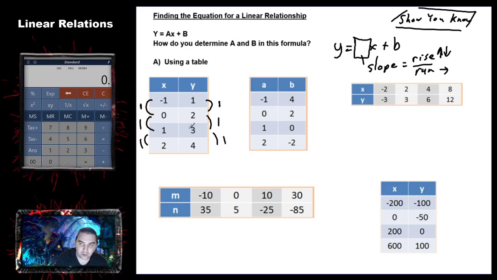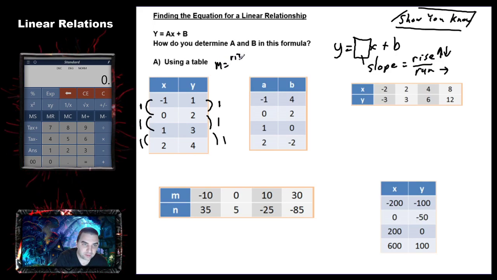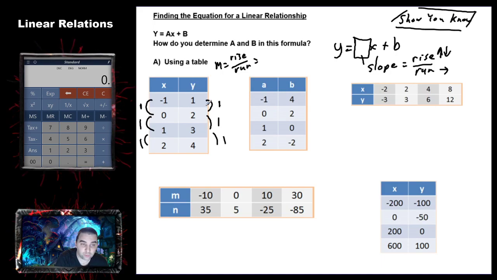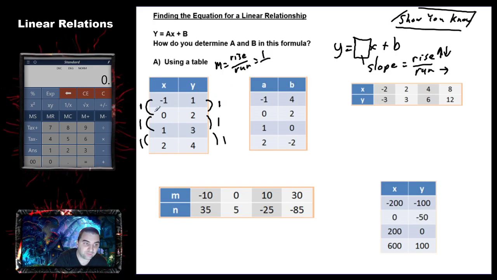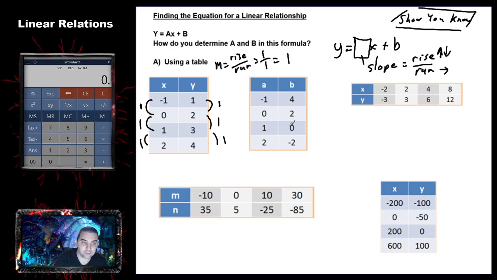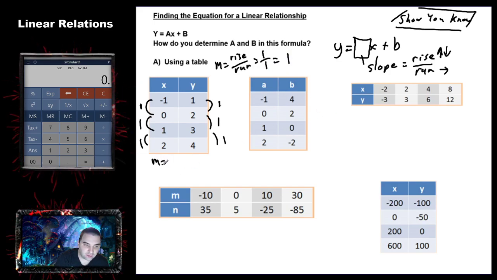So my slope here is rise over run. I'll write that out here. Rise over run. My rise is the y value. How much does it go up for every step? It goes up 1 step for every step right. So my slope is 1 over 1, or 1. I'll just write that here. My m is equal to 1.